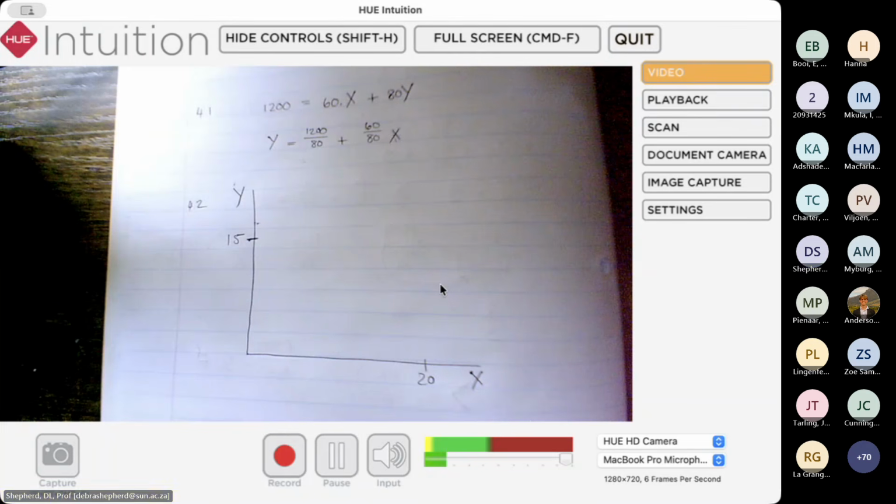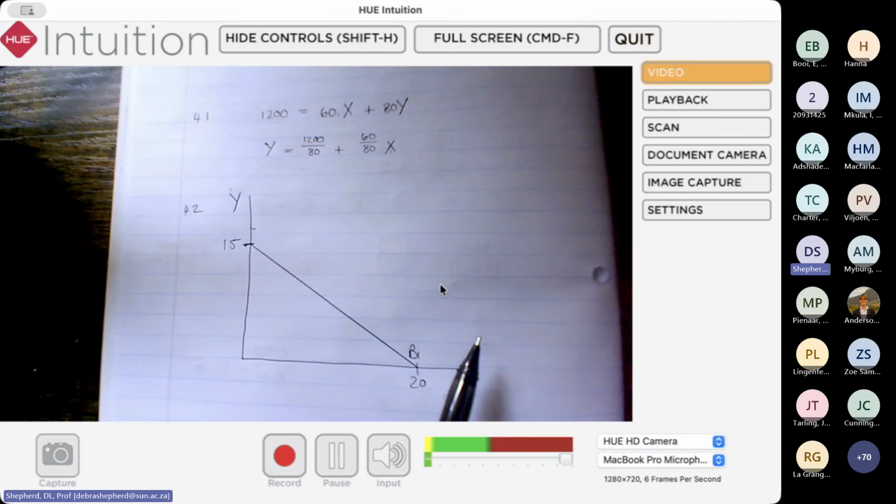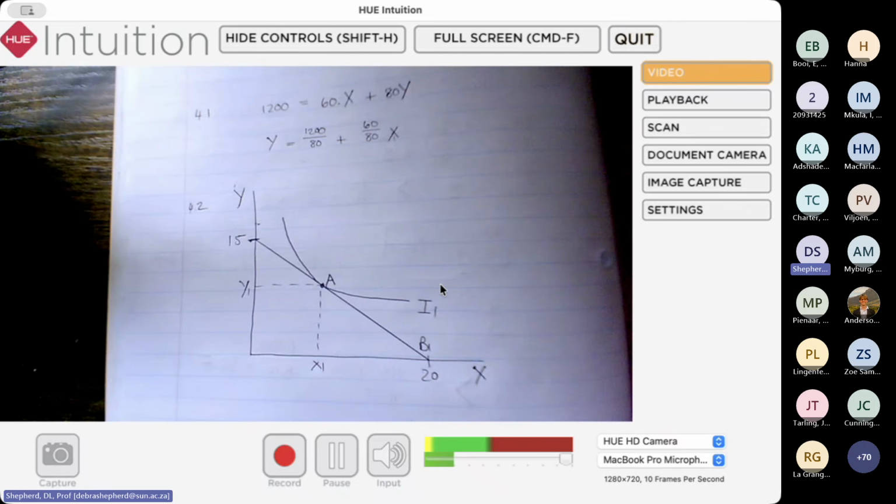And then for the best affordable point, you just have to show that you understand that it is going to be a point of tangency between some highest attainable indifference curve and this budget constraint that you've just drawn. So you could just represent it as follows. This is X1, and this is Y1, and this is point A. I'm just giving a representation of the optimal consumption points using this point of tangency.